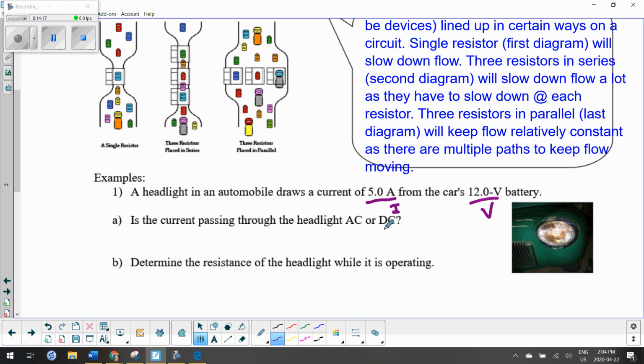So this is from your previous video, when I talked about motors and generators. Please make sure you watch that. I talked about how AC current is supplied by anything that's plugged into the wall. DC is battery operated. So it's telling you here you have a battery, so that's DC. Okay, it says determine the resistance, which is R.